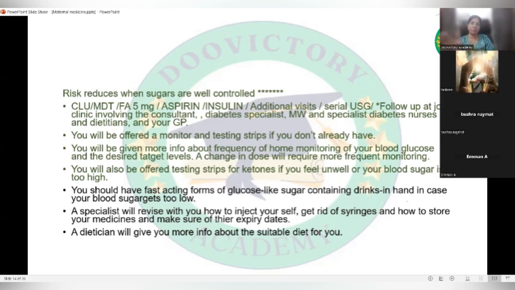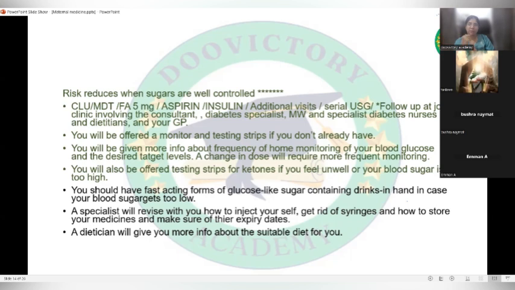And as your control is not good, we would advise you to take proper diet consultation and have good diet control. And the diabetic doctor may start insulin for you, right? That will require additional visits, regular sugar checkups, and serial ultrasounds to see the baby's growth. And apart from that, your GP will also be informed regarding your progress every time.